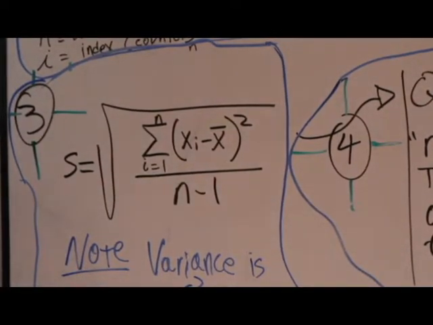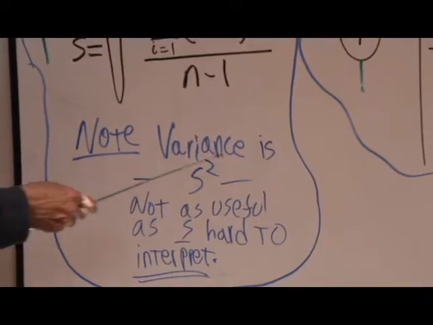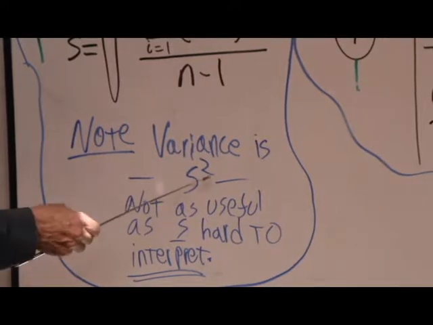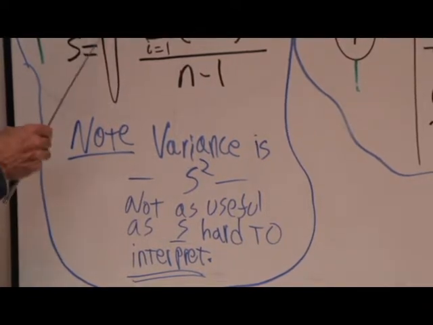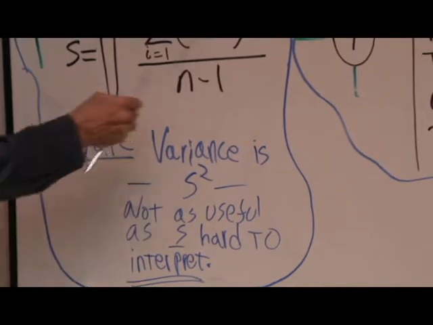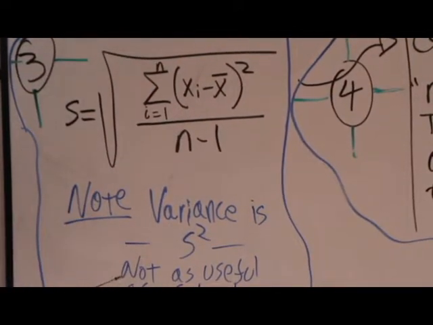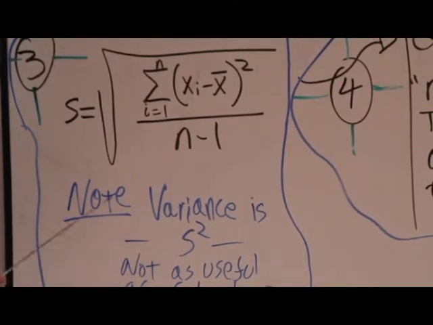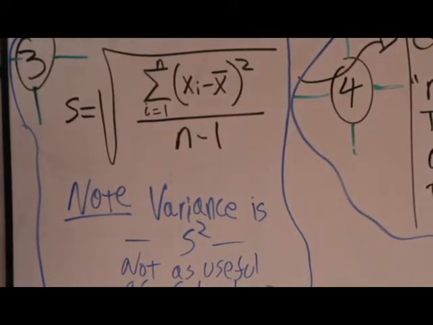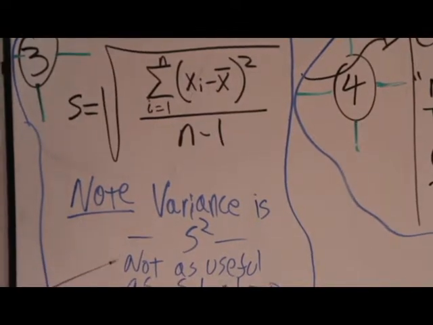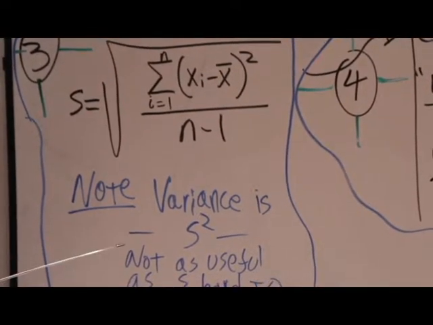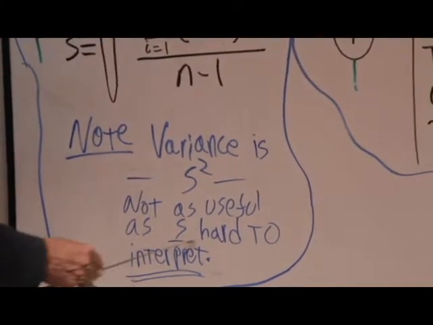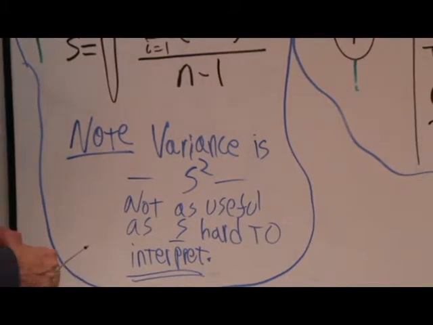I want to note briefly that variance is s squared. It's another measure of variation, okay? Variance is just the square of s, which means you essentially get rid of this square root sign, get rid of the radical, and it's just calculated this way. However, we don't use the variance, or s squared, very much. It's used as an intermediate product sometimes in calculations, but we don't use it very much as something we say, and this is the variance, because it's not as useful because it's harder to interpret, okay?